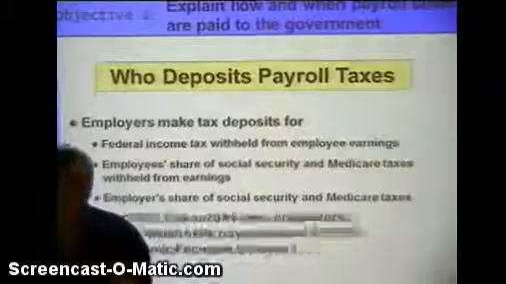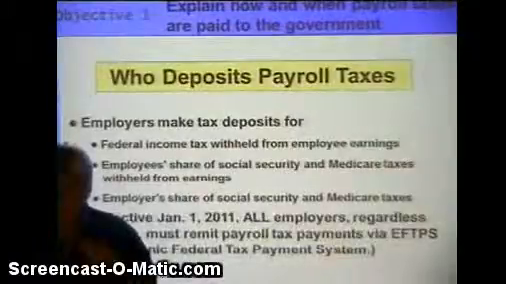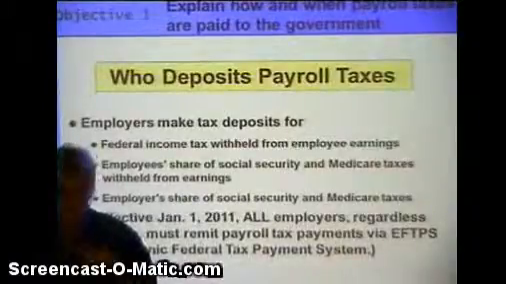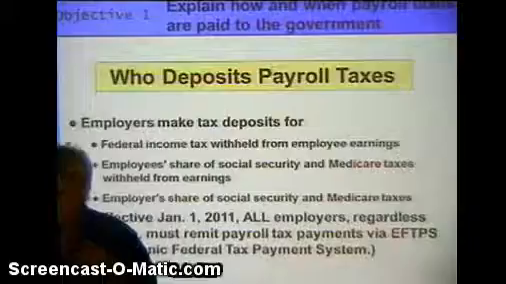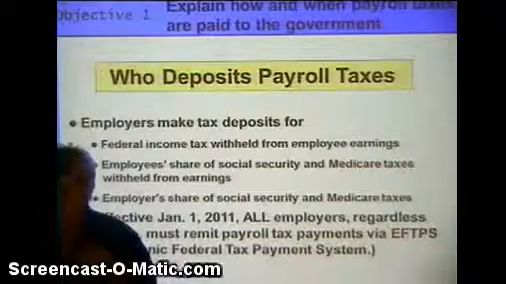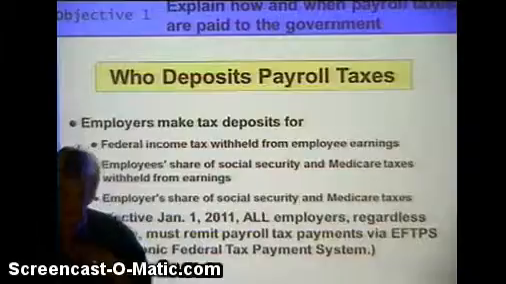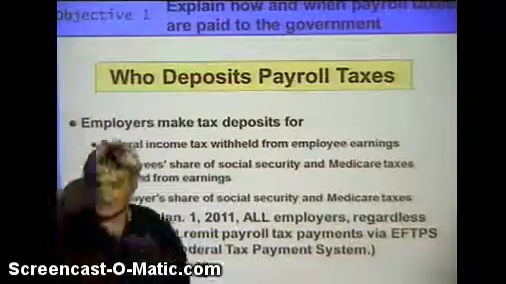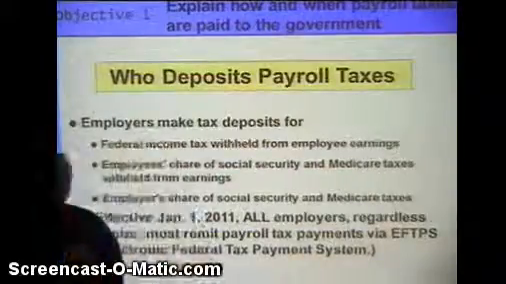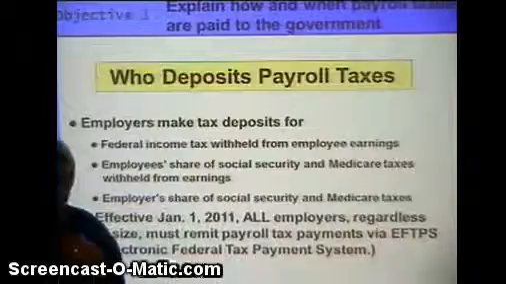Okay, so effective January 1, 2011. Wow. All employers, regardless of size, must remit their tax payments via the electronic system. So they're not going to take paper anymore. They're going to have them do it on the computer. And that was effective this year.